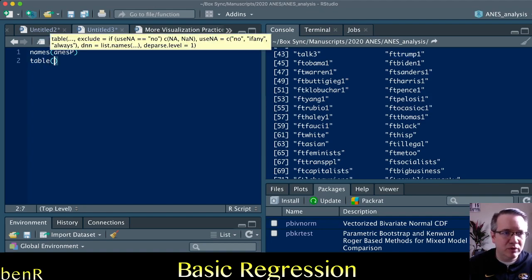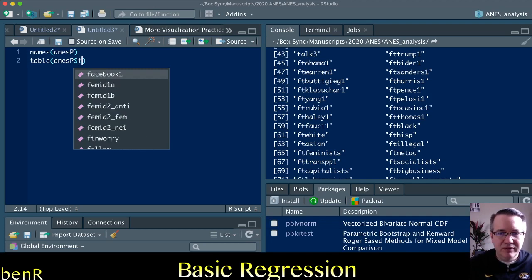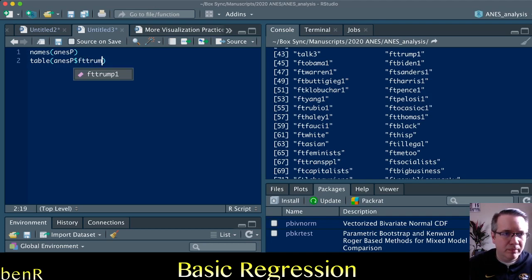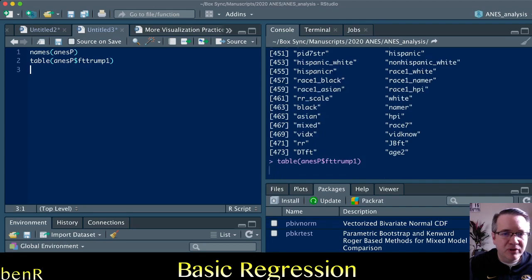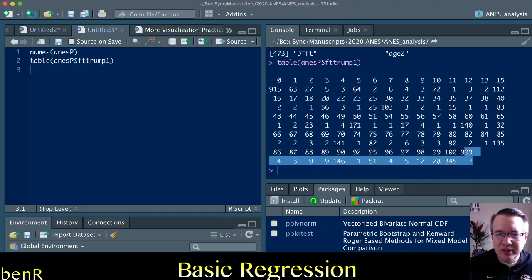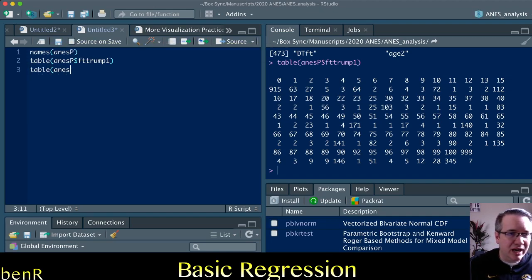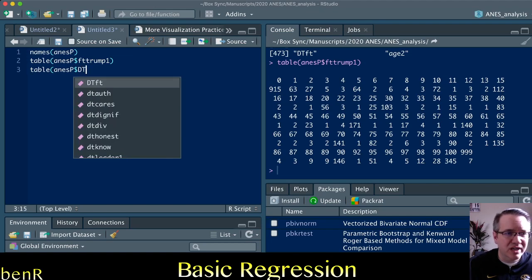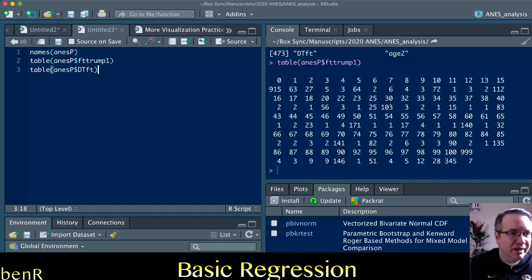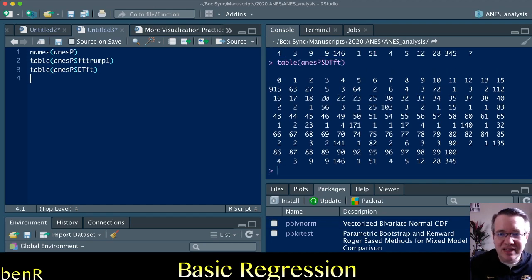And if you look at a table for it, anesP FT Trump 1, you'll see that 7 people have a 999. That's their missing value. So I recoded those 7 people as missing, and also renamed the variable to the naming convention I am accustomed to for the feeling thermometer variables, which is Donald Trump feeling thermometer. If you look at my table, it's the same minus those 7 missing values at 999.